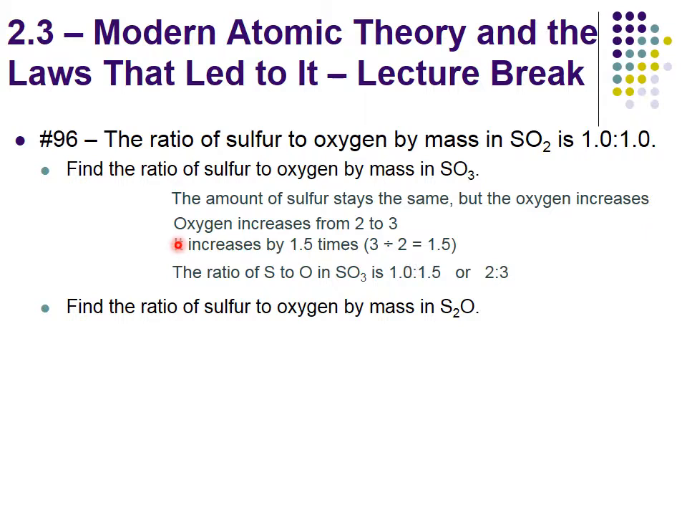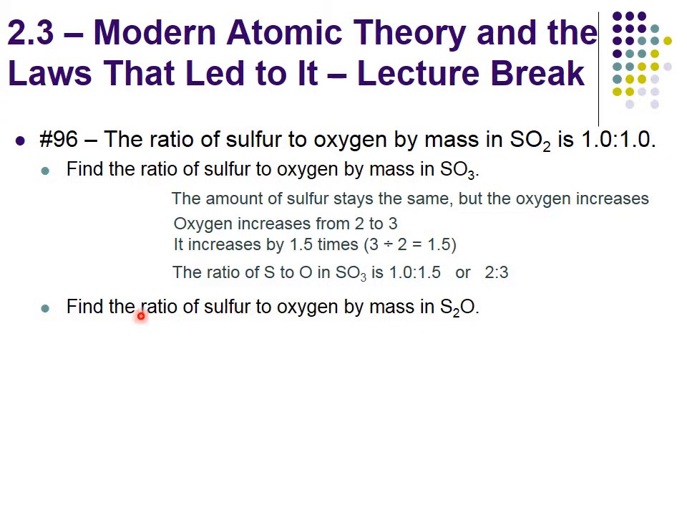So that means that the mass ratio is going to increase proportionally. So the sulfur stayed the same, it will still be a 1, but the oxygen went up to 1.5. So we can say 1 to 1.5. A lot of times with ratios, we want to keep it a whole number. So if we multiply these both by 2, we'll turn them into whole numbers. So it would give us a 2 to 3 ratio.